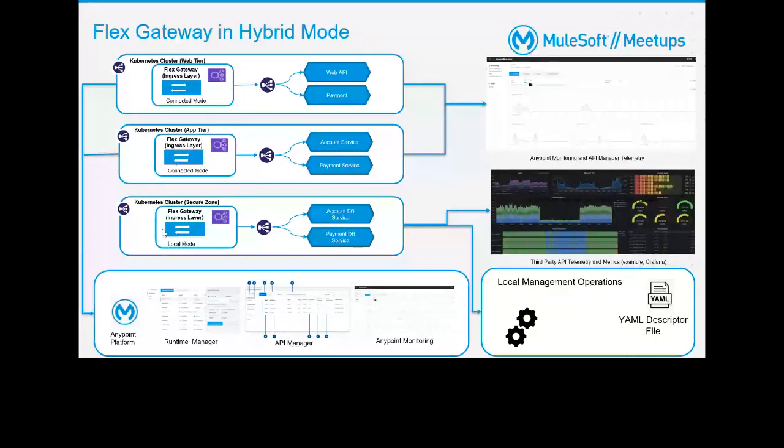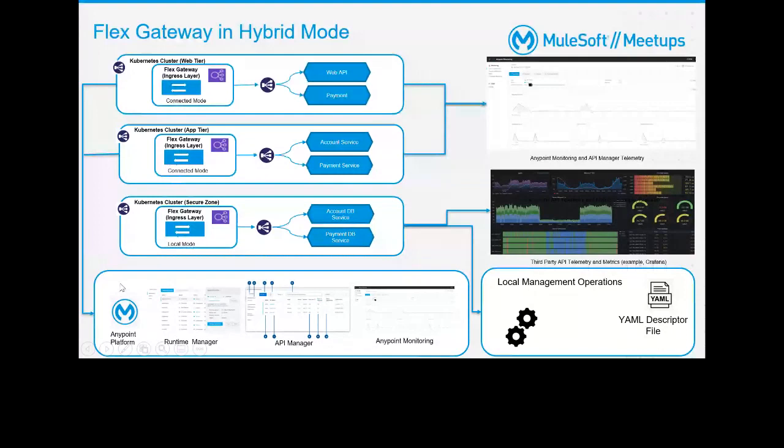So what I have done is set up the Flex Gateway for the secure zone in local mode, so no data can flow outside the secure zone. In the app tier and the web tier, we have set up the Flex Gateway in connected mode, so it can use some out-of-the-box capability, and we don't have any special requirement there. Only one requirement: Experience API can connect to Process API, no other way, and Process API can connect to System API. We have taken care of that using security rules.